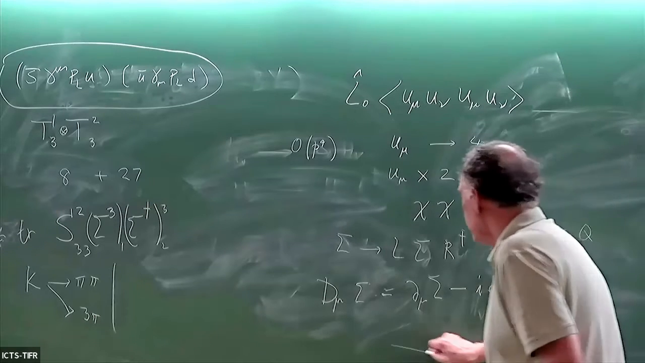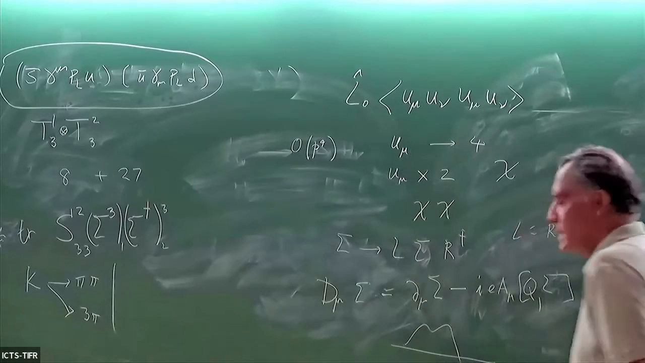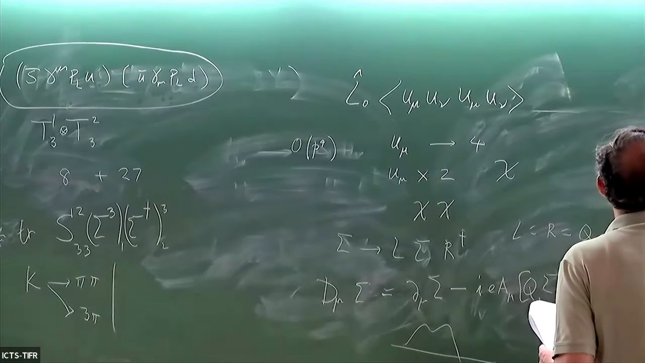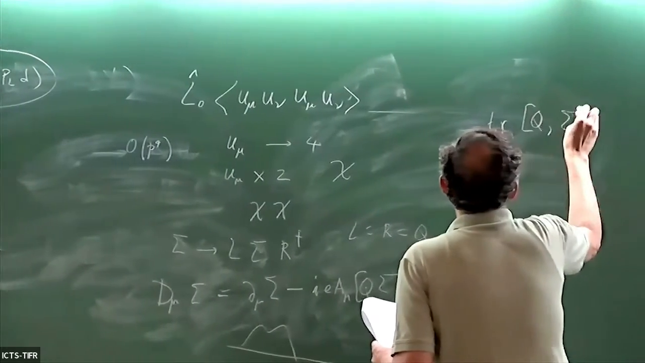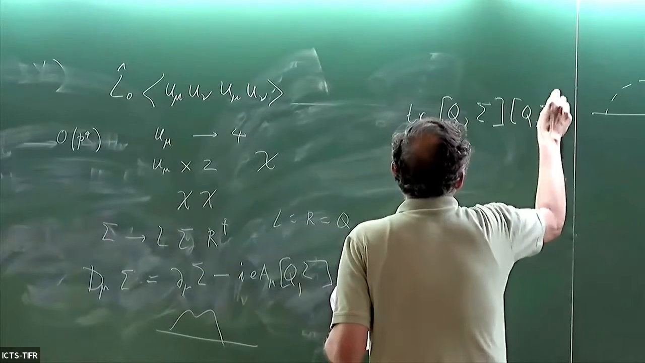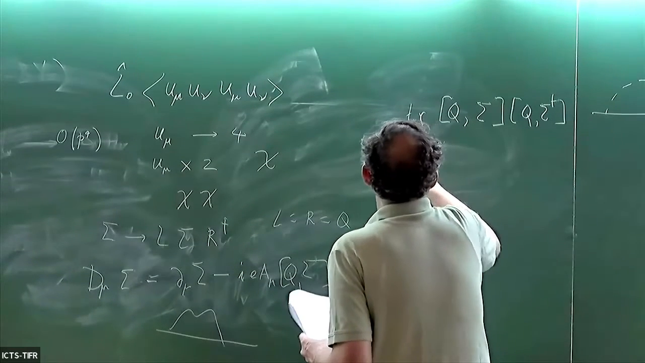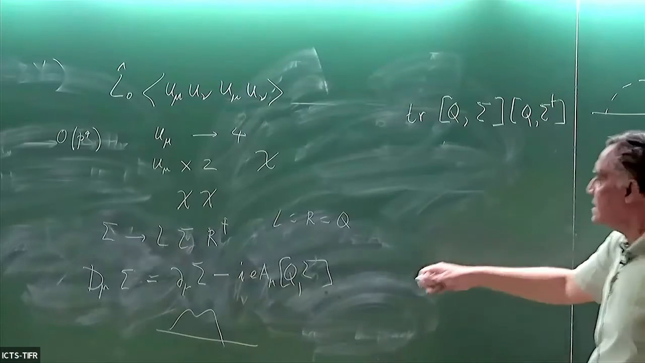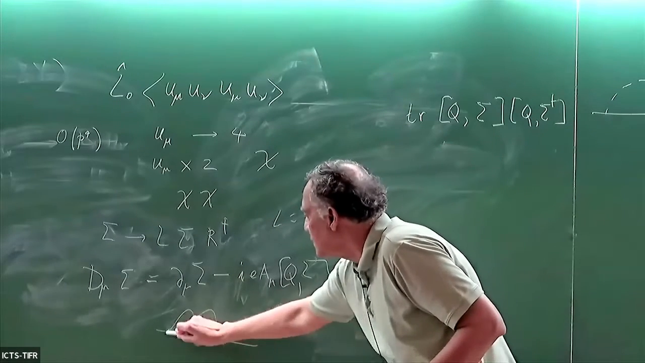And so you can calculate diagrams like this. And okay, they're going to be infinite and need renormalization, etc. But what you find is that you will need a counterterm, or a term in the Lagrangian, which is the structure of Q commutator sigma, Q commutator sigma dagger, the trace. So this is present because you can see that this is like two of these vertices put together.